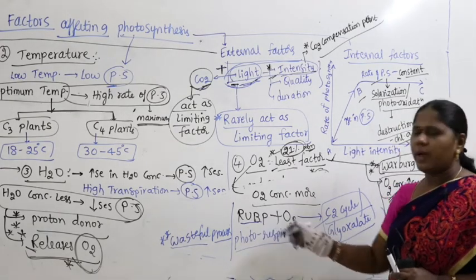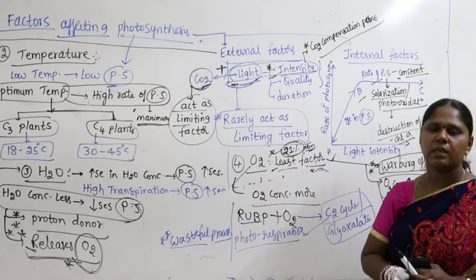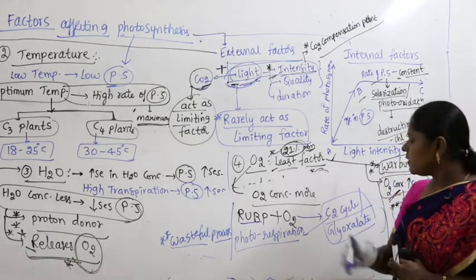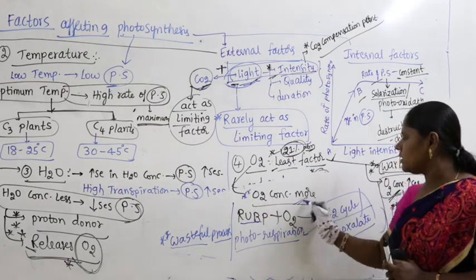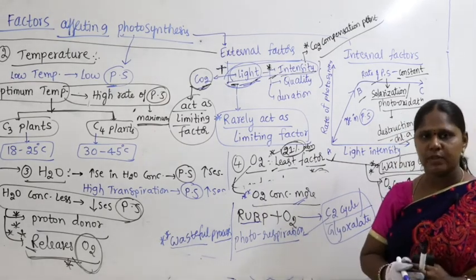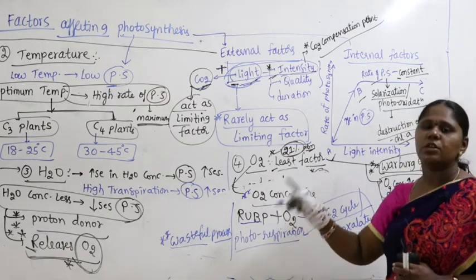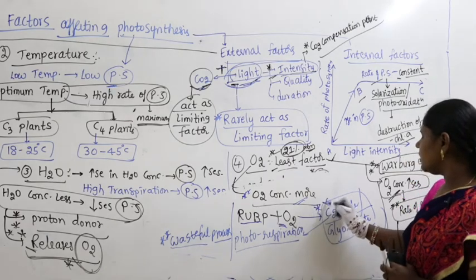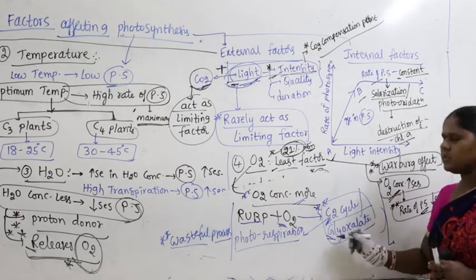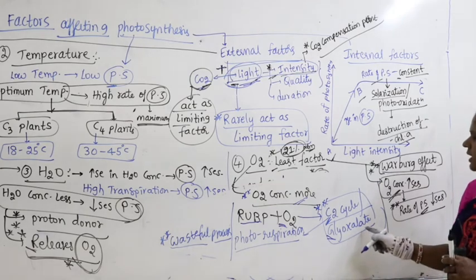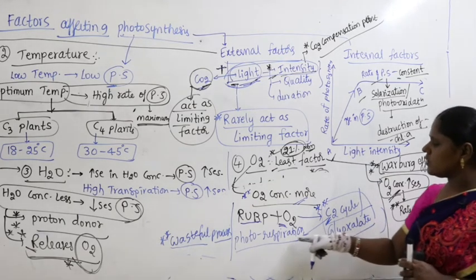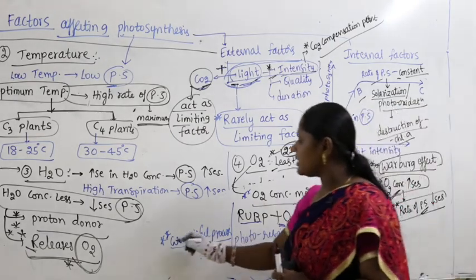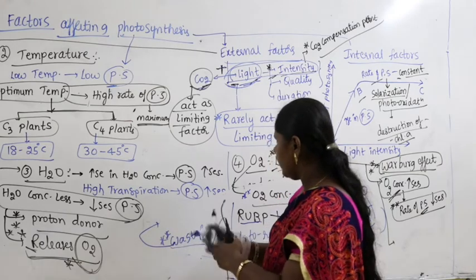If RUBP combines with carbon dioxide, it undergoes the Calvin cycle, nothing but photosynthesis, and it will continue photosynthesis. Suppose the oxygen concentration is more in the surrounding environment, as we discussed in the last class. RUBP, instead of combining with carbon dioxide, combines with oxygen and produces what is called the C2 cycle, also called the glycolate cycle. The C2 cycle is also called photorespiration, and it is called a wasteful process. Why do you call this a wasteful process? Because you know it very well.